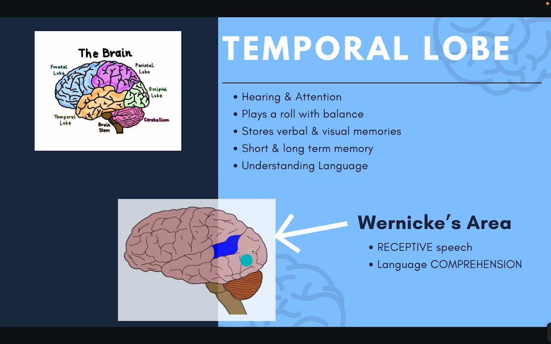Okay, the reason why I wanted to talk about this one next is because just like the frontal lobe, we have a specific part of the temporal lobe that you will be tested on, and it's called the Wernicke's area. And like I said, we have a receptive speech. So this is the words that we're receiving. So if we're having a conversation, everything that I'm talking to you about, you're receiving that information and you're understanding it, correct?